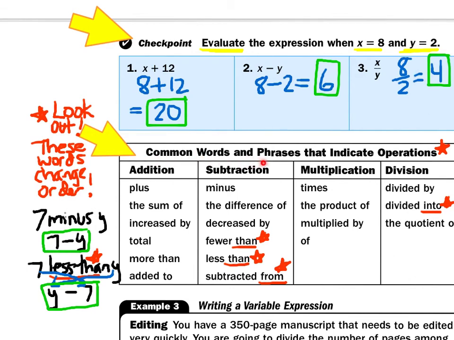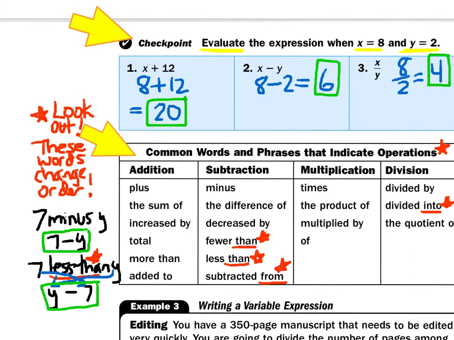Now, common words and phrases that indicate operations. This is really important. If we just look at addition for a second, addition, the order does not matter. And what I mean by order doesn't matter, if I had 5 plus 7, that's exactly the same thing as 7 plus 5. So order doesn't matter. So when you're using these words, all of these words would tell you to add, but the order doesn't matter. What value comes first in the expression would come first when you translate it.